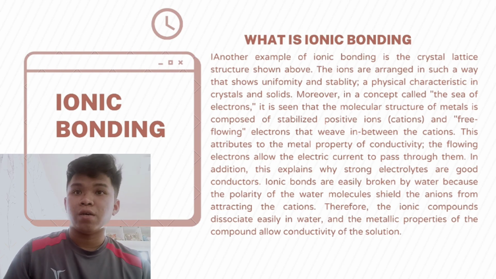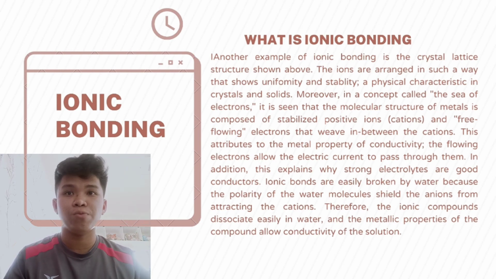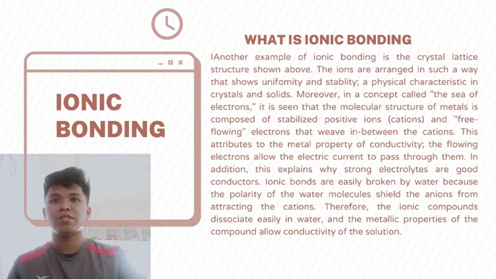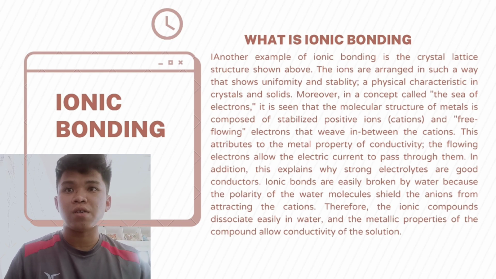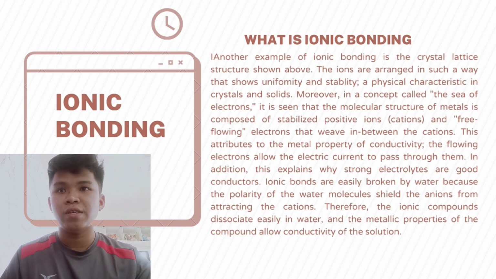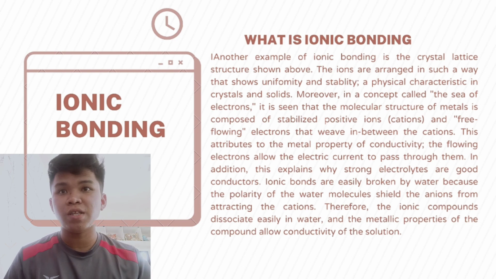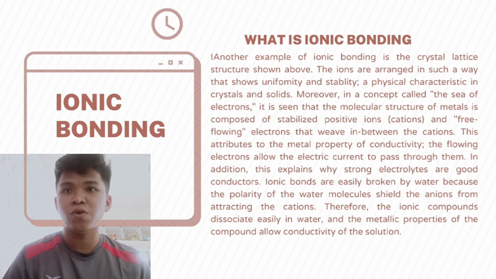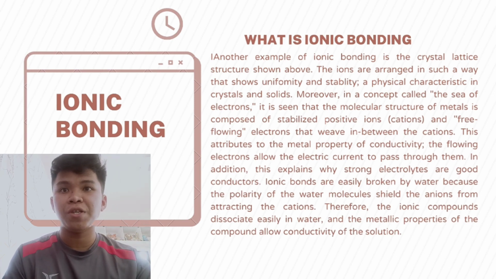So, another example of ionic bonding is the crystal lattice structure shown below. The ions are arranged in such a way that shows uniformity and stability, a physical characteristic in crystals and solids. Moreover, in a concept called the sea of electrons, the molecular structure of metals is composed of stabilized positive ions, or the cations, and free-flowing electrons that weave in between the cations. This attributes to the metal property of conductivity.